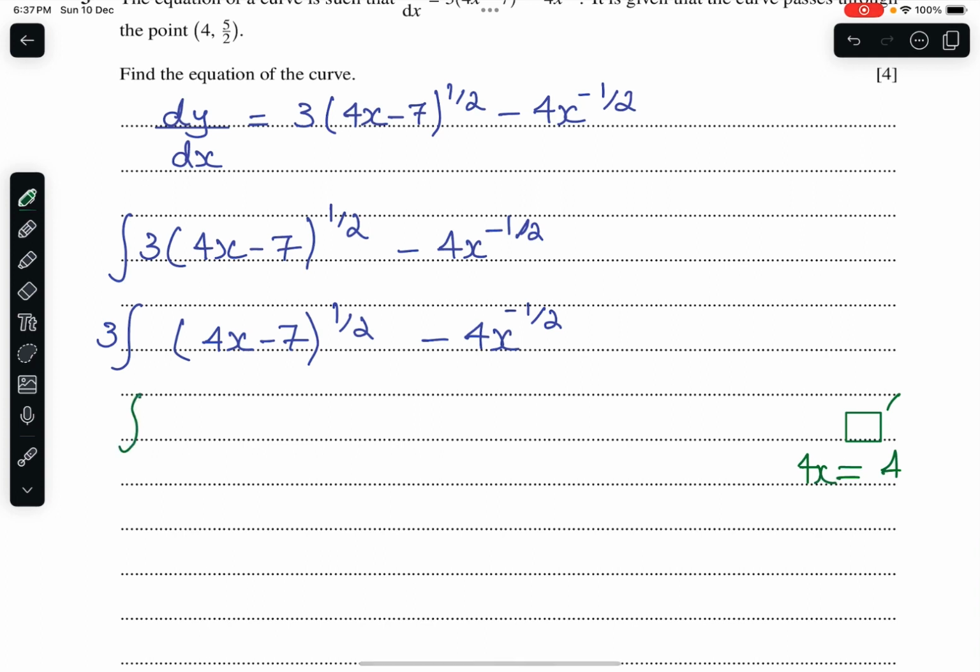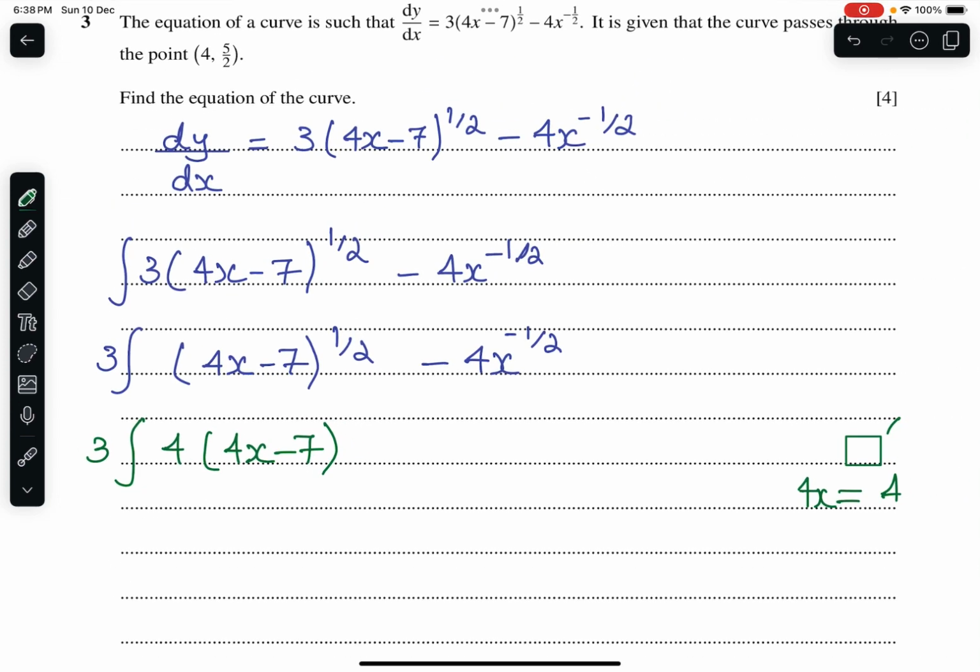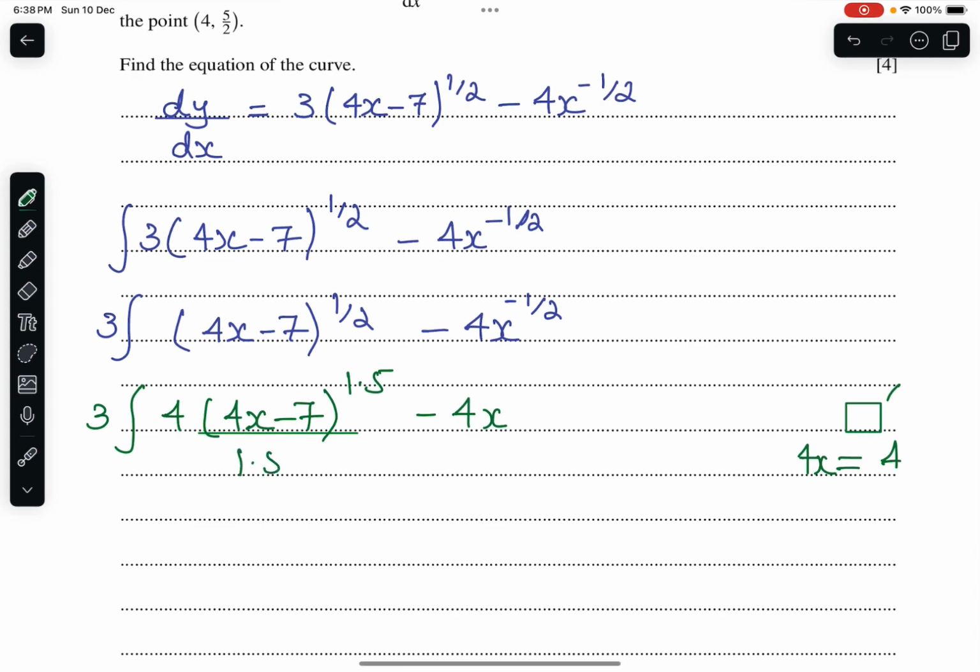So now we can write it as 3 into 4 into (4x minus 7). We have to apply the power rule. We have to increment the power by 1. So when you add 1 to 0.5, you get what? You get 1.5. Then for minus 4x, we can integrate this really easily. Just add 1 to its power and divide by the new power.